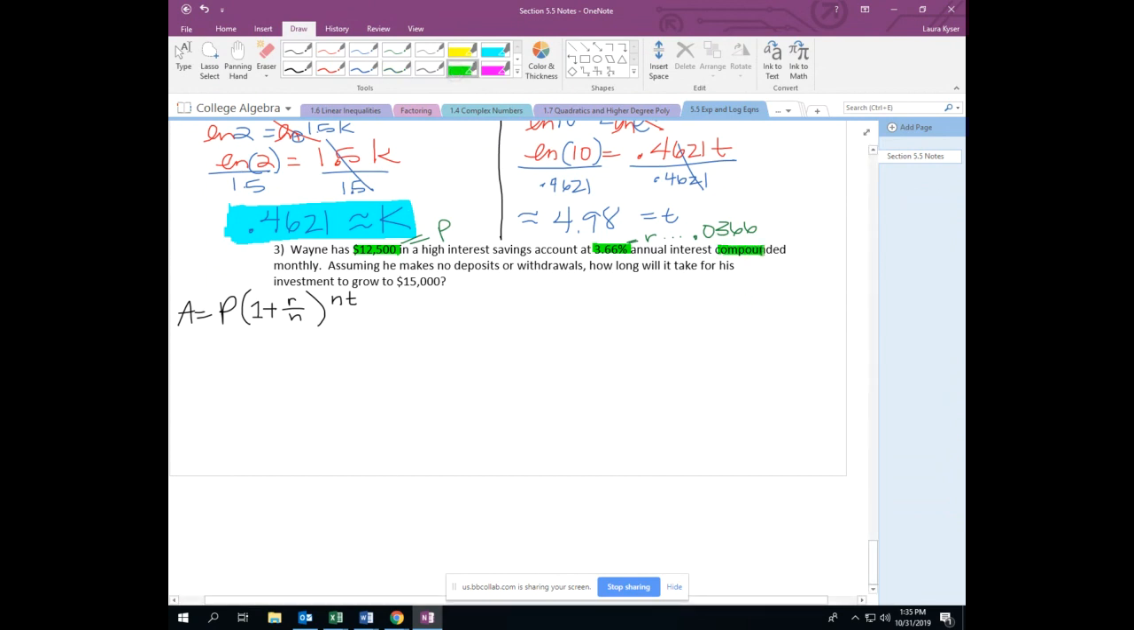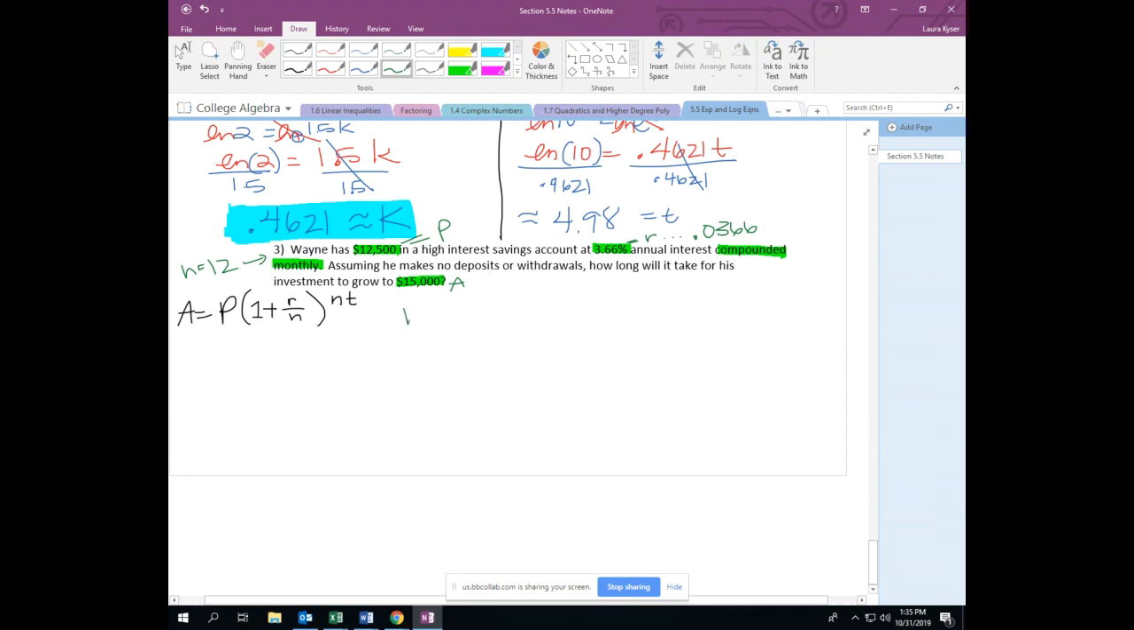Then it says compounded monthly. That's important because that's the N value. When it's monthly, N is 12. And we want to know how long is it going to take for it to reach 15,000. So 15,000 is the A value. That's the amount after a period of time has gone by. We are looking for T because the question is how long. So we have every value needed except for the T, which is good.